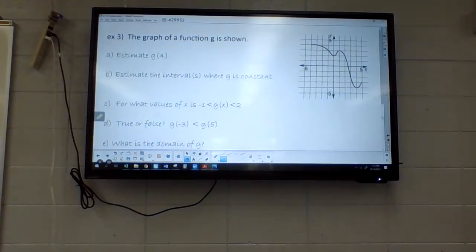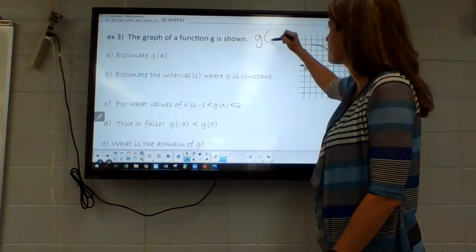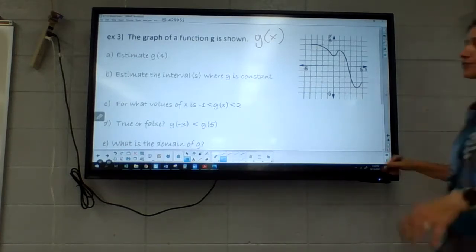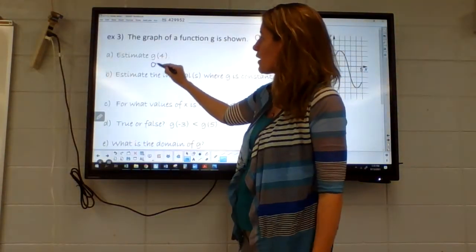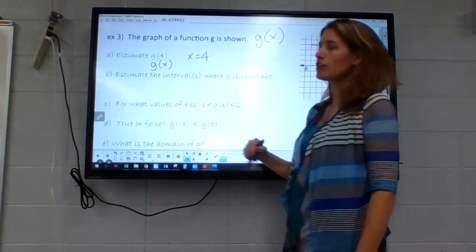So they give us a graph here, and in this problem they reference the graph as G. So the graph is G. When they're talking about that, they mean G of x is our function. So they want us to estimate what G of 4 is. This is asking you to look at the graph and go where x is 4. So G of 4, let's say x equals 4, we want to know what the function equals.